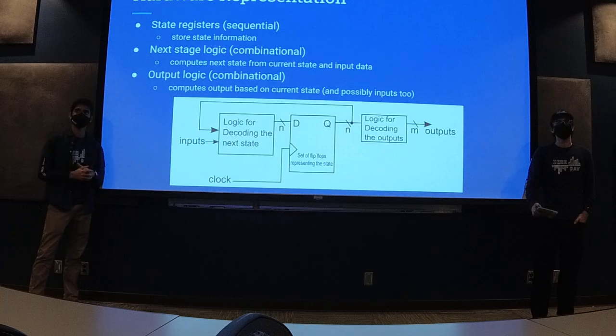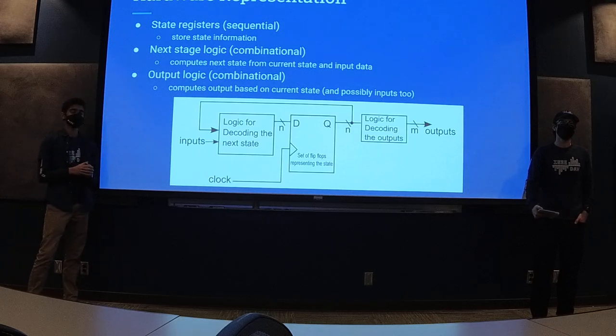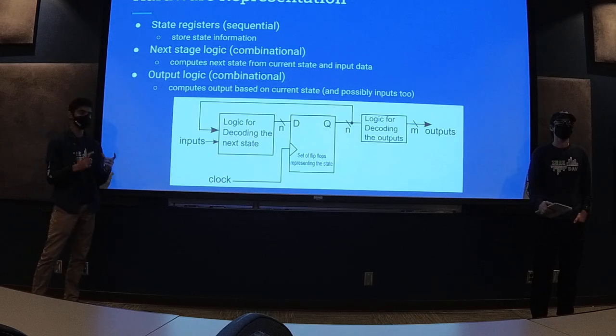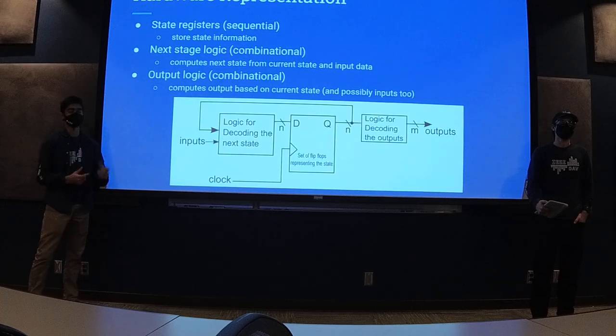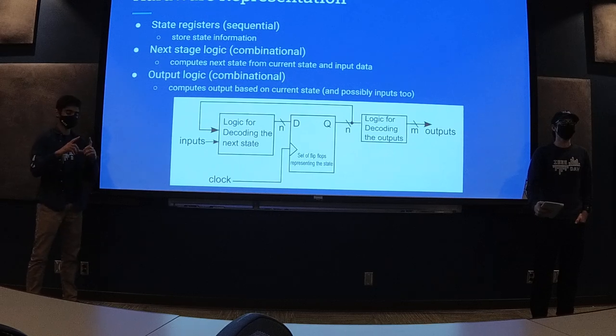This is the hardware representation that you see in the picture. So you have your inputs coming in, and those will help calculate your next state. And what happens is that every clock tick, the register, or a few registers, that represent your state will actually update with the logic that's telling you what your next state is. And from the state that you're currently in, your machine will know what to output.